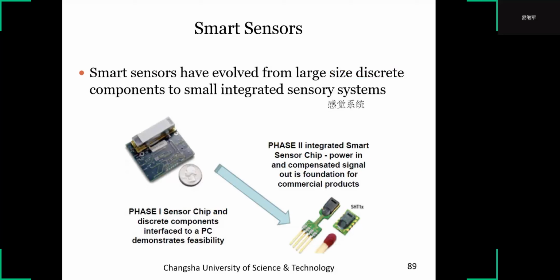Smart sensors have evolved from large size discrete components to small integrated sensor systems.